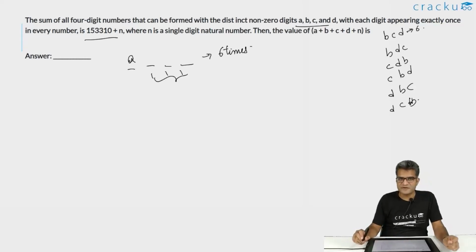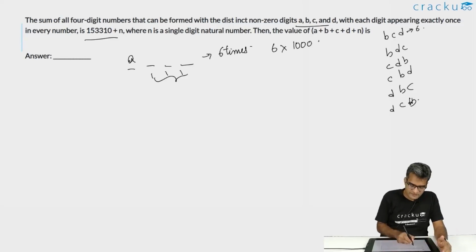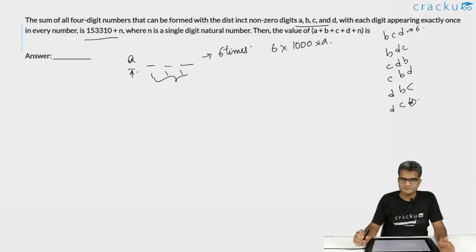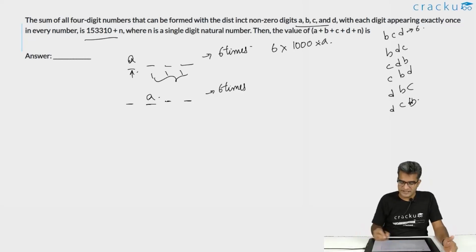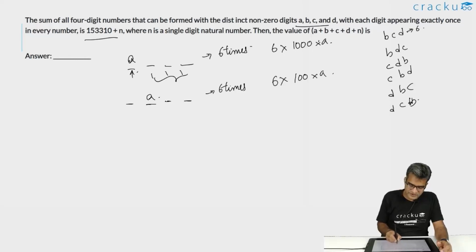And when it is in the thousands place, the total it contributes to the sum is 6 because it is there 6 times into 1000, which is the value. Whenever it is over here, it is contributing 1000 into its value, which is A. So the total that is contributed by A in the thousands place is 6000 into A. Similarly, A will be in the hundreds place 6 times. And the amount that is contributed is 6 into the place value, 100 into A. Similarly, A will be in the tens place 6 times.